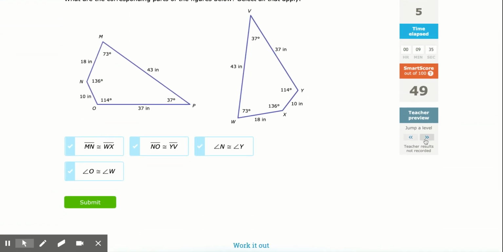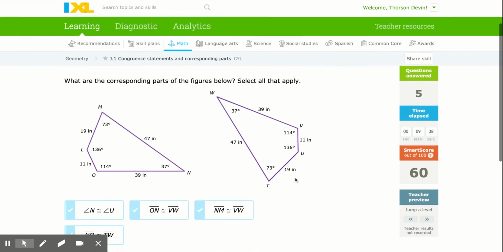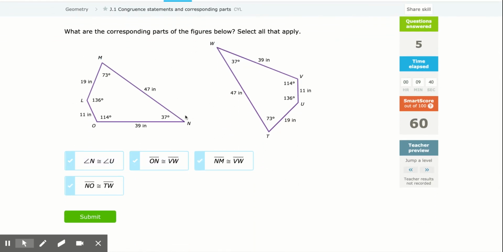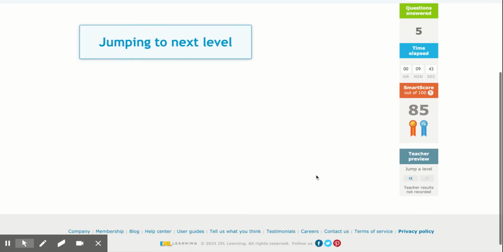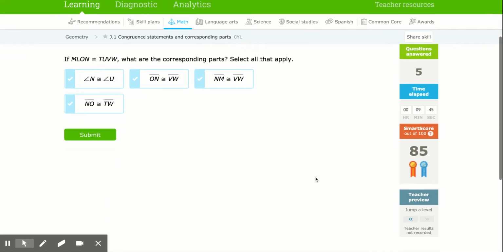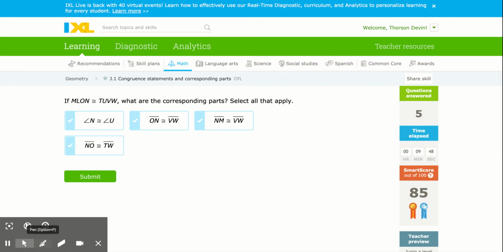So again, let's jump ahead and do another one of those. Oh, no, so they're still doing these where you're just matching up. All right, so now here they don't have the figure shown. So what's important to know is the letters are in a specific order, and that's why they're that way. So angle N, which is the last letter in this figure, corresponds to the last letter in the figure of the second one. So angle N and angle W would correspond, not N and U.